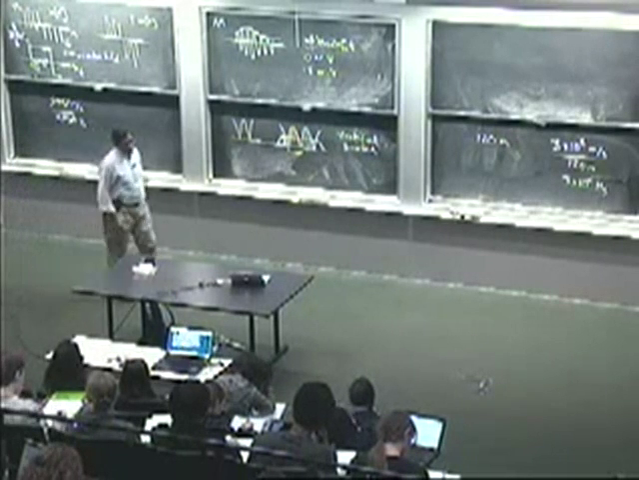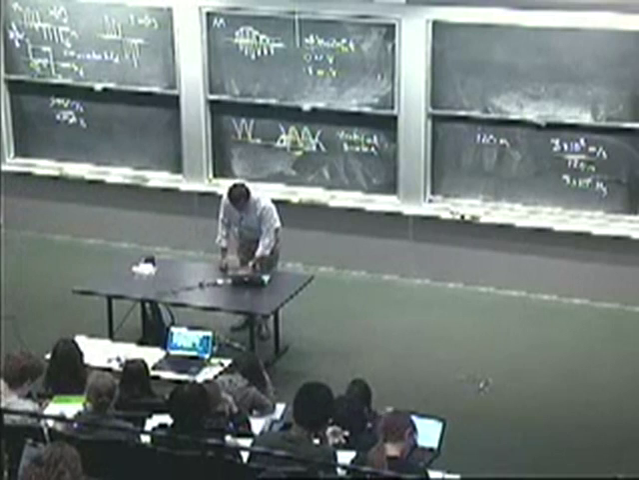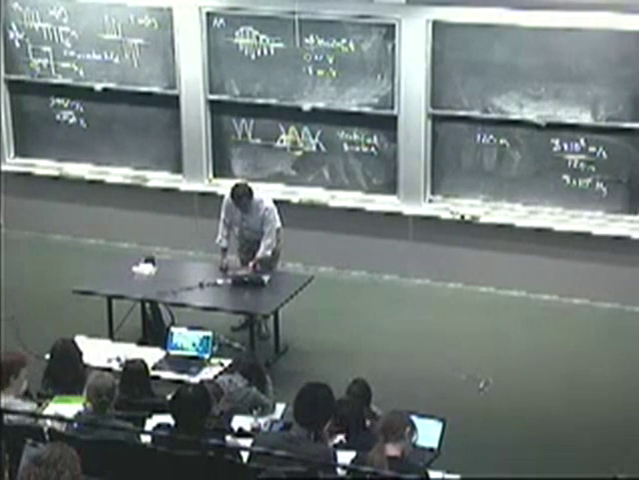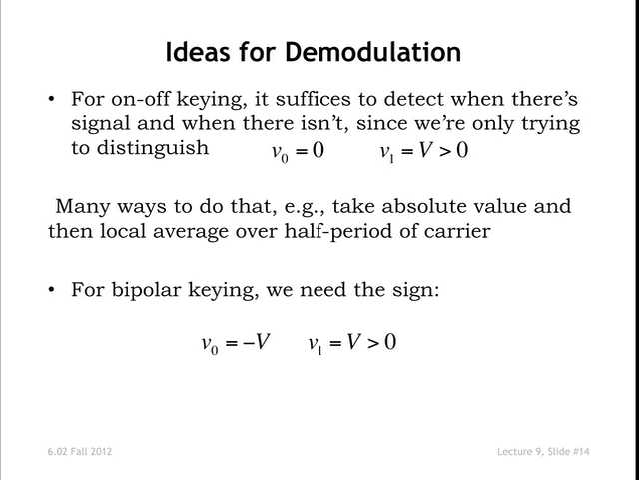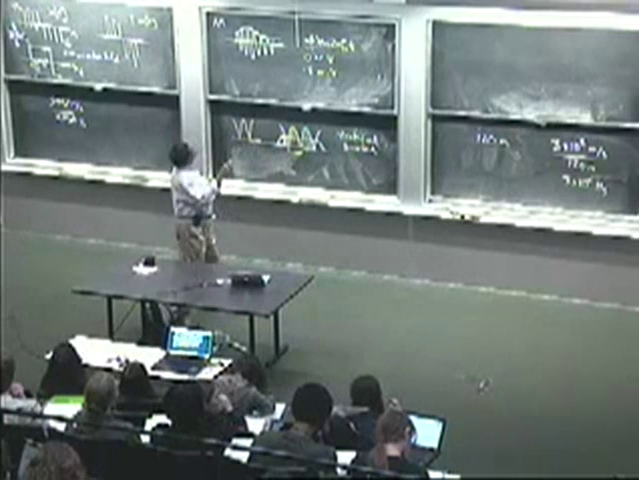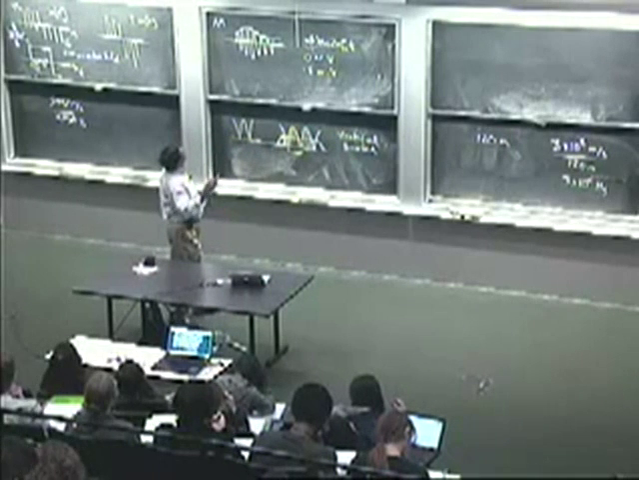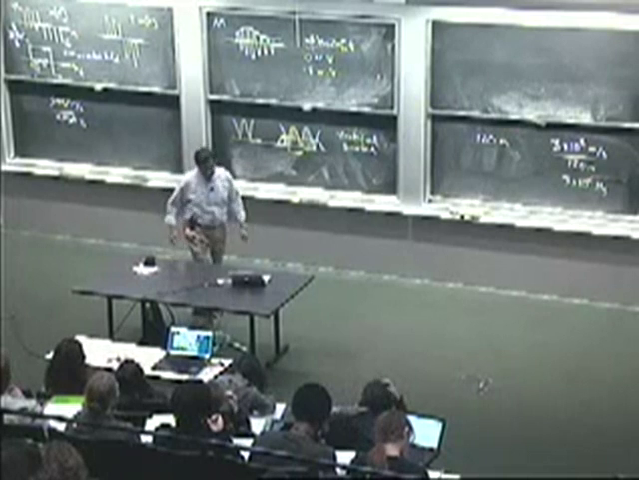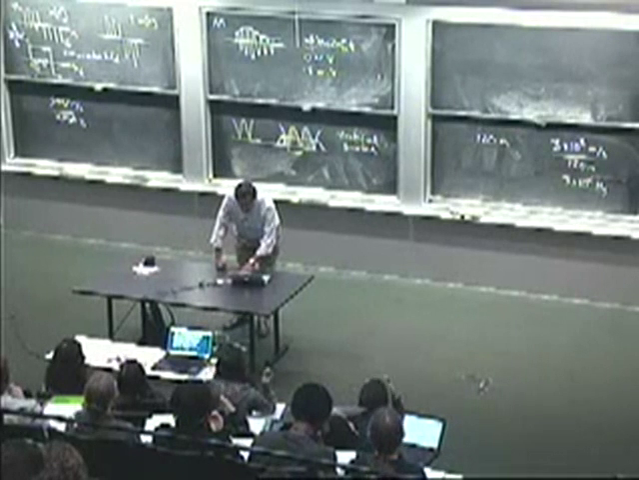OK, so the more general way to do this, for instance, for the case where you have the bipolar transmission, is, well, it turns out that I had the same idea you did, which was take absolute value and then a local average over a half period. It's a very natural thing to think of as a way to extract that. That works for the on-off signaling, but for the bipolar, it's a little trickier.